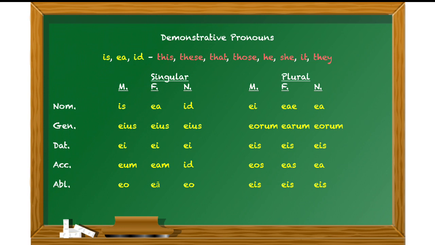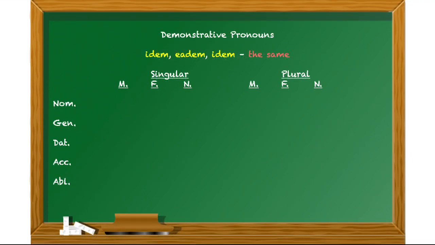On the singular side, we have is, ea, id, eius, eius, eius, ei, ei, ei, eum, eam, id, eo, ea, eo. And again, the macron or long mark on that ablative a helps to distinguish it from nominative singular. On the plural side, we have ei, eae, ea, eorum, earum, eorum, eis, eis, eis, eos, eas, ea, and eis, eis, eis.